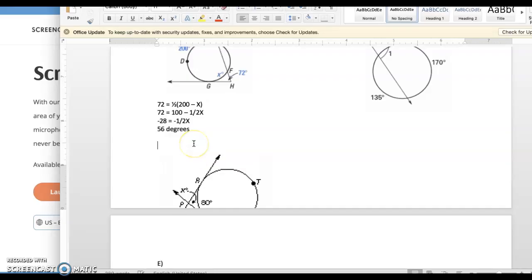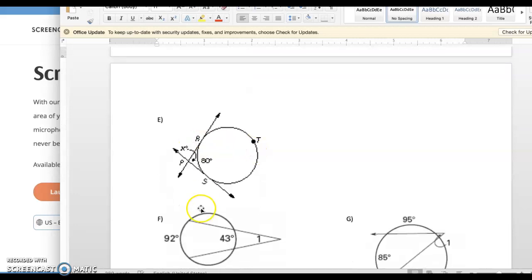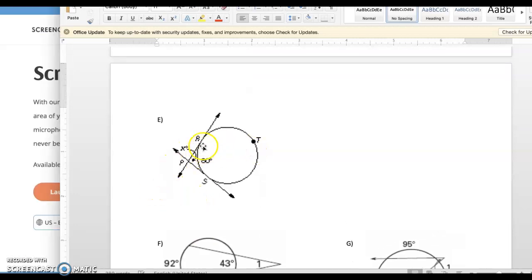Similar idea, let's move E down so I have room to show you. For E, I see that I have 80 degrees on part of the circle, and the remainder of the circle is left open. So this one's pretty straightforward for us to do. If I know that this entire circle is 360, I can say 360 minus 80, and that's going to equal 280 degrees.